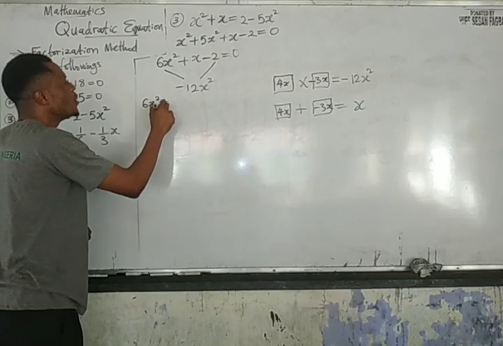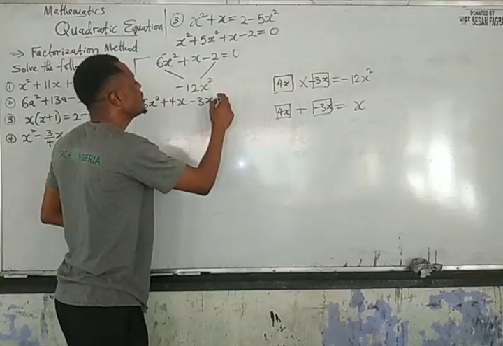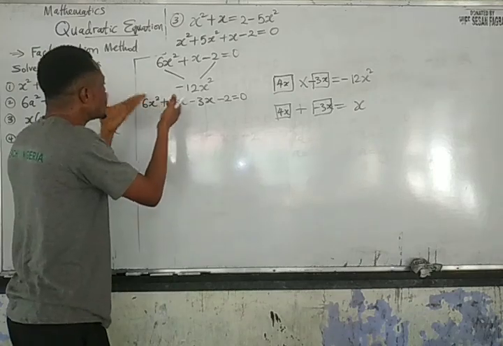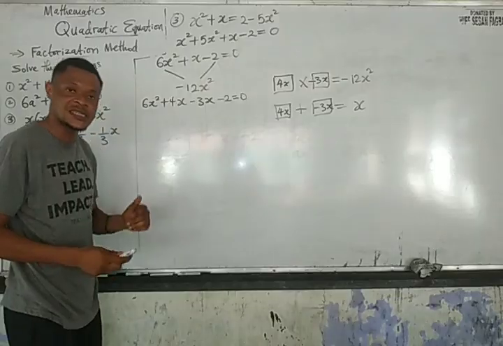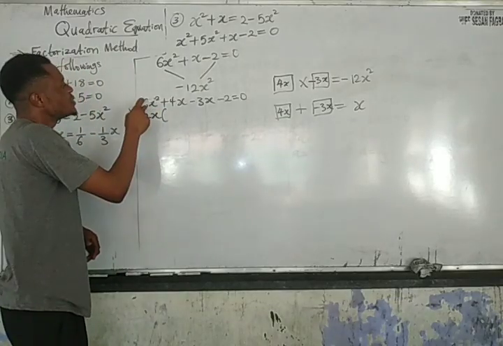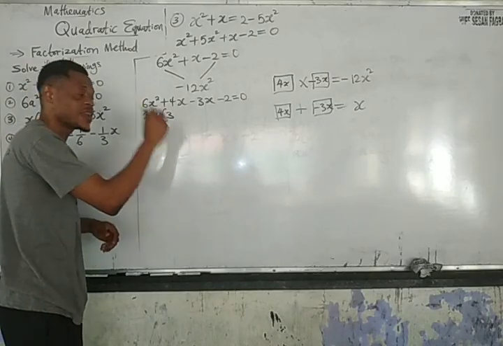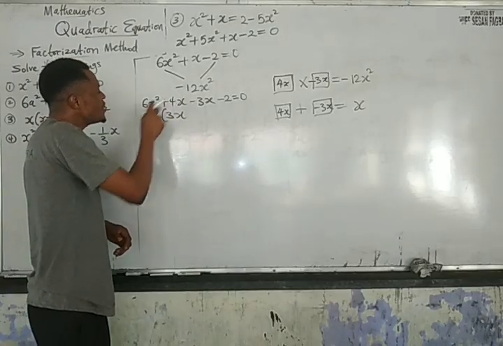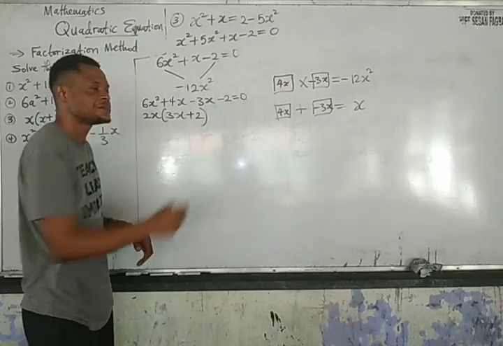6x squared plus 4x minus 3x, then minus 2, all will give us 0. So we factorize. What is common here and common here? We have 2 to be common. Furthermore, we have x and x here. So it's going to be 2x, all open brackets. 6 divided by 2, we have 3. X squared divided by x, we have an x. Then, as for this, 4x divided by 2x. 4 divided by 2, this will give us 2. X will cancel x. Clear.